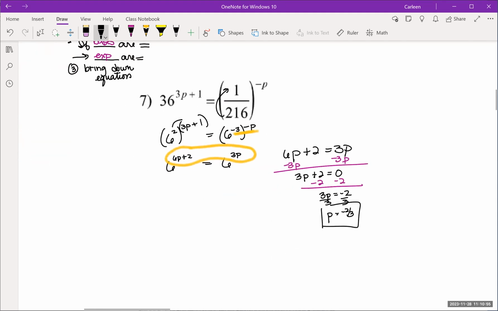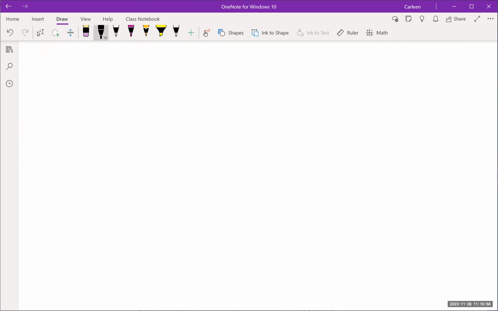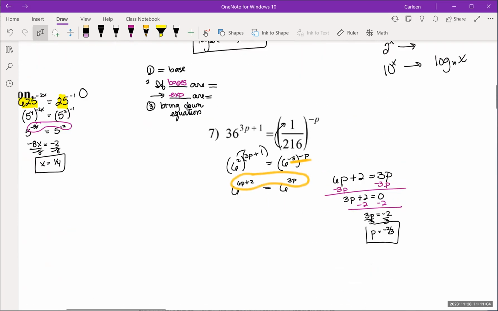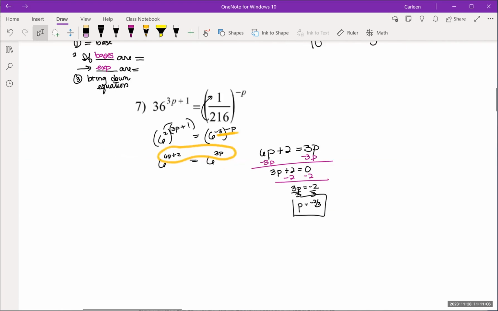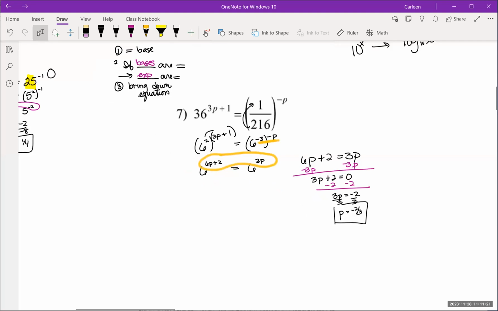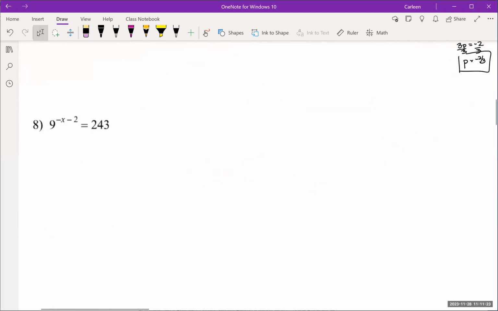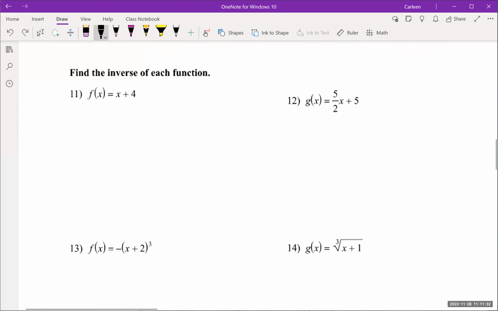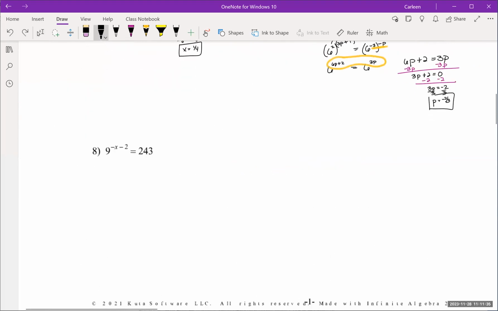Okay, so you're going to go to the table of powers and get the same base. If the bases are the same, then the exponents are the same. And then bring down the equation. And we got P equals -2/3. Okay, this one is going to be, oh my gosh, this one is going to be on your own.